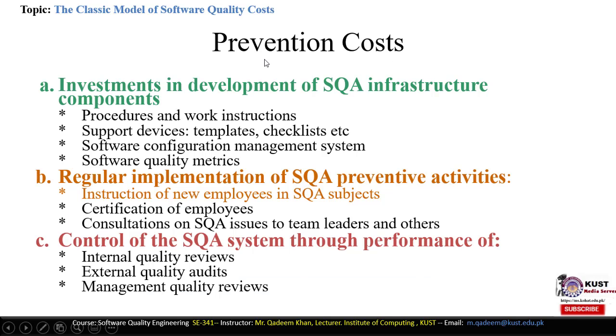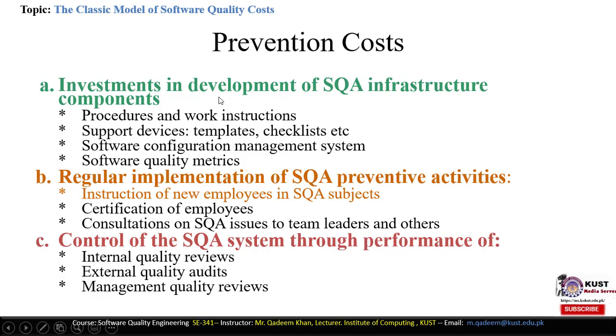Now, the first one was the prevention cost. Prevention will prevent the errors or defects that occur in the project. So these are the prevention costs. Prevention costs have three subtypes: investments in development of SQA infrastructure components. These are all the components developed as an infrastructure of software quality assurance.